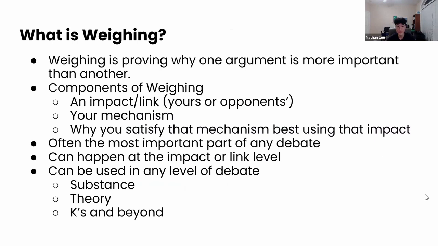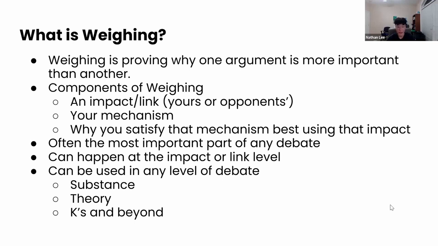So what is weighing? Weighing is proving why one argument is more important than another, primarily your opponent's. There are three basic components of weighing. First is the impact or link, or the function of technical debate that you are accessing weighing through. Second is your mechanism, so magnitude, scope, severity, probability, any of the basic mechanisms that you're familiar with. And third is why you satisfy the mechanism better, using your impacts or links, than your opponents. This is the most important part of weighing. It's called comparative weighing, and we'll talk more about that later.